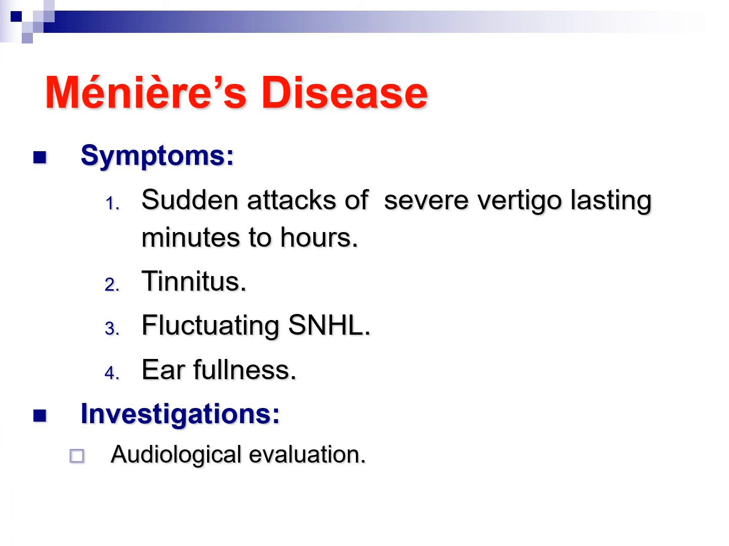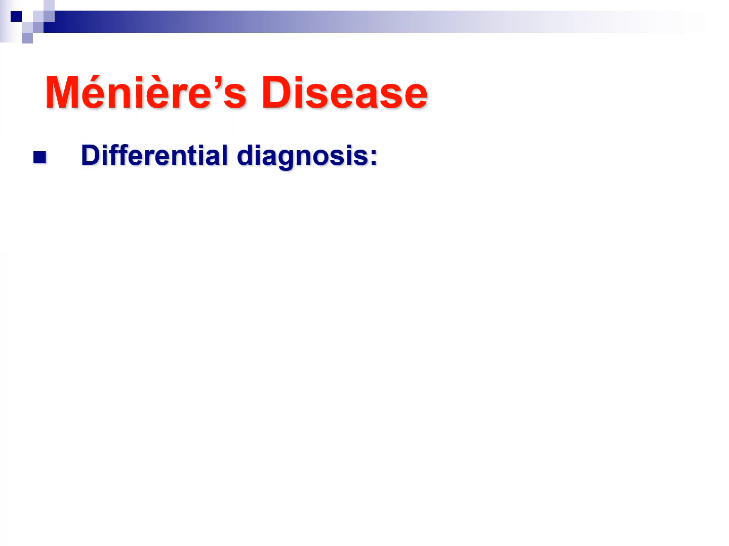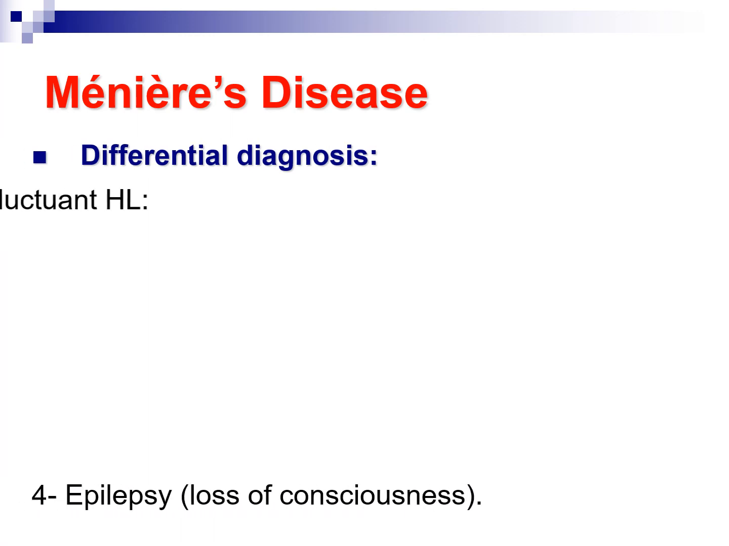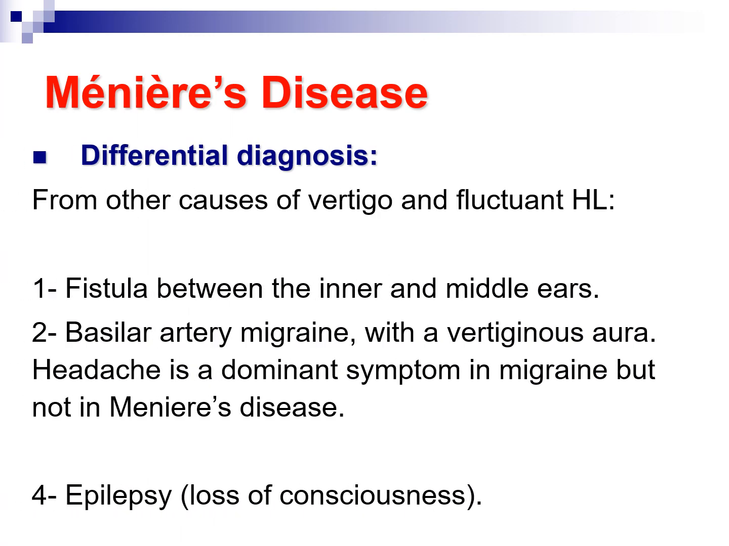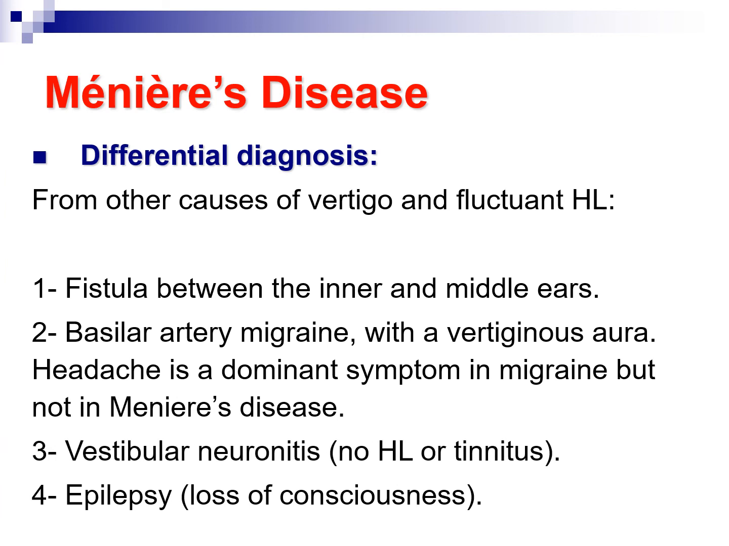When it comes to examination, we don't have any positive signs in examining this patient. We need to evaluate them otologically to discover any sensorineural hearing loss on audiograms, and electrocochleography is normally diagnostic for this patient. And in terms of differential diagnosis for Meniere's disease, we have 4 different diseases that we have to differentiate from Meniere's disease.